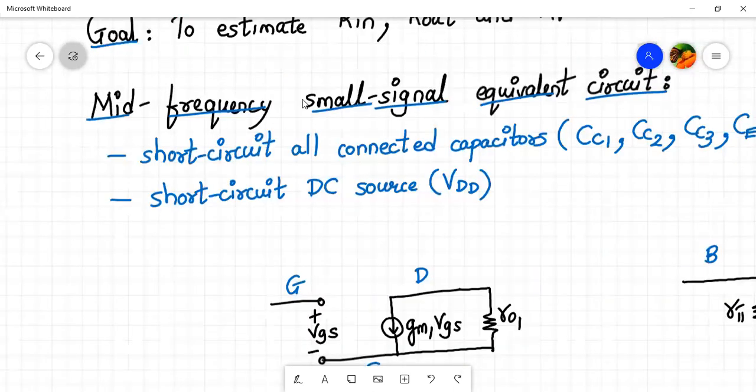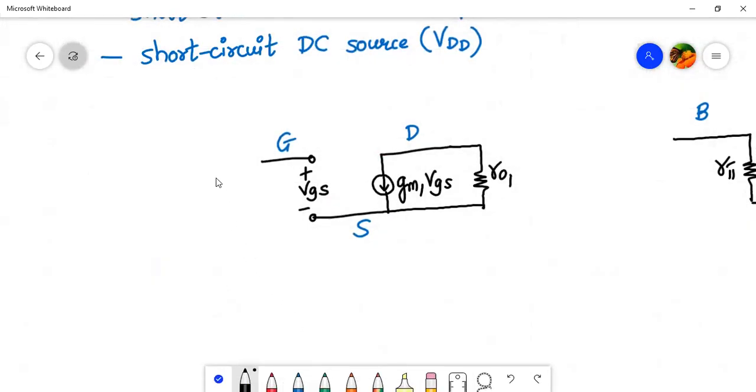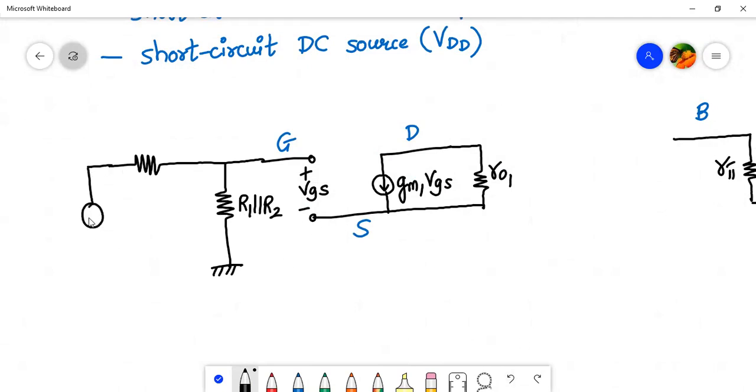So let us go to the gate terminal. At the gate terminal, we will have a resistor R6. Then we'll have R1 and R2 in parallel. So here it is R1 parallel to R2. And here we will have a voltage source VS connected. That's how the connection is. So here it is plus minus VS. This is my R6. And this is already marked as R1 parallel to R2. So gate side connection is completed.